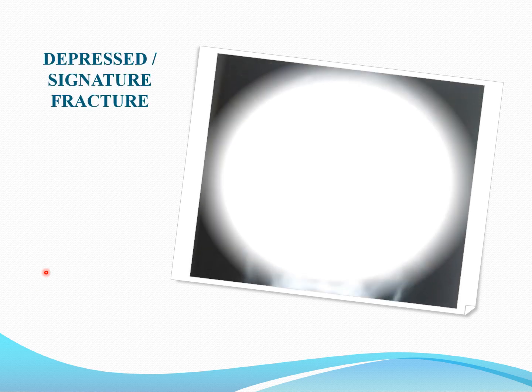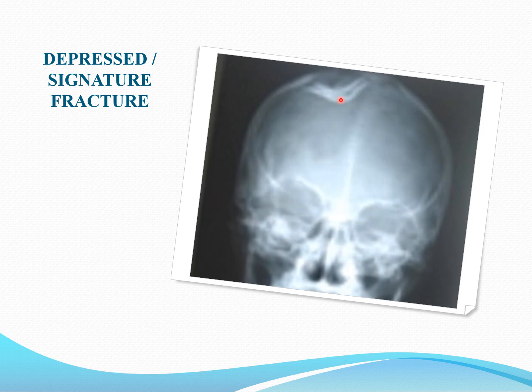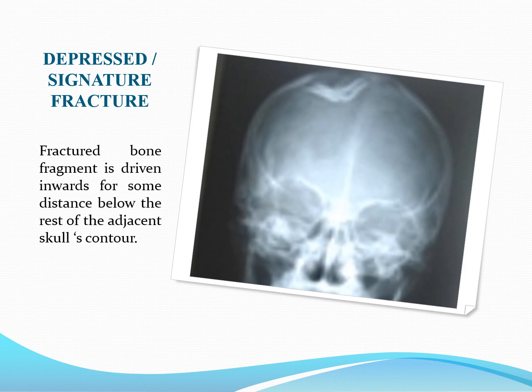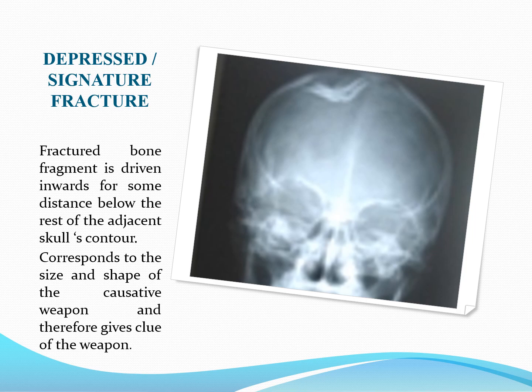Depressed or signature fracture is seen again on the X-ray. You may see that this is basically the fracture that is depressed, and it is also known as signature fracture. The fractured bone fragment is driven inward for some distance below the rest of the adjacent skull contour, and it corresponds to the size and shape of the causative weapon and therefore gives a clue about the weapon. Generally, those weapons which are heavy and have a small striking surface produce this type of fracture, the depressed or signature fracture. A common example of the weapon is the hammer.